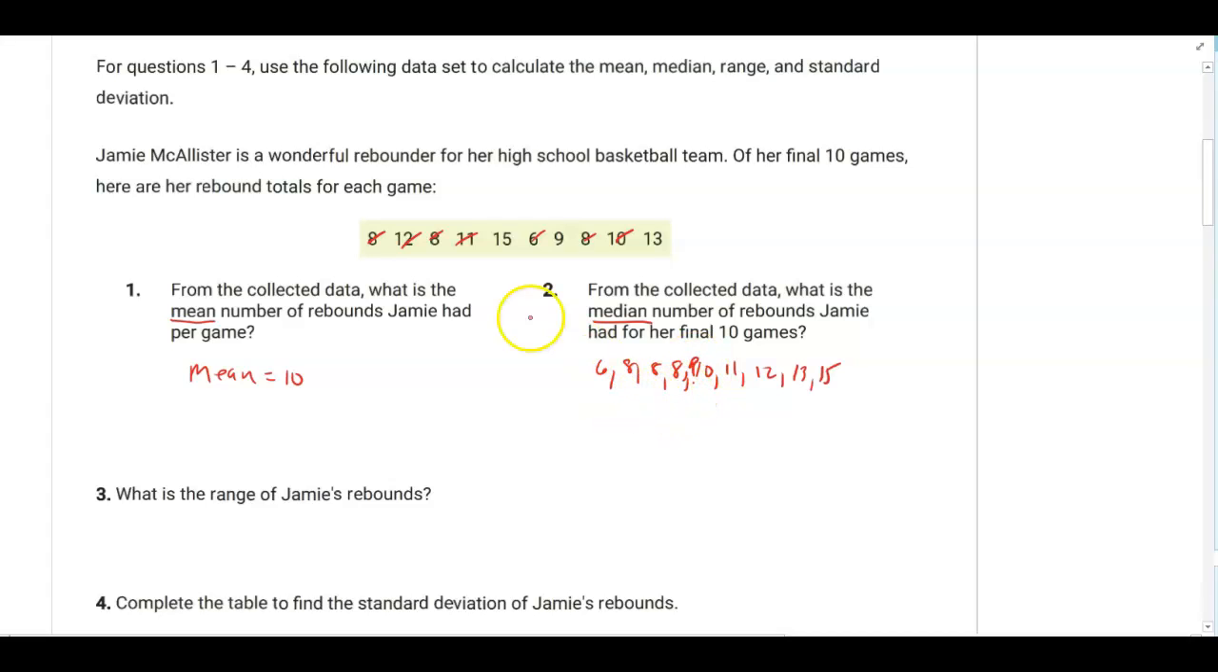So when I look at this, if I cross off the data, I end up with two middle points here. The two middles are going to be 9 and 10. So if I add those together and divide by 2, 19 divided by 2 would be 9.5. And that would be your median.